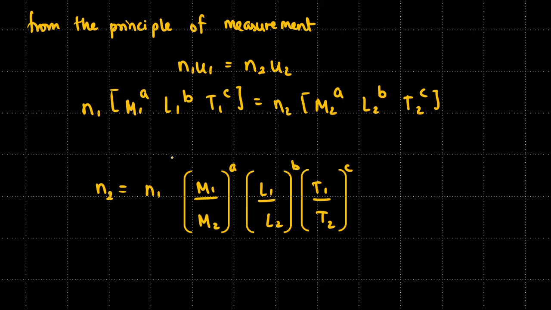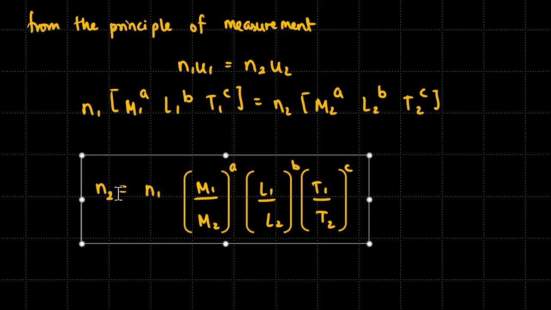If you see here, you will notice that N2 is just a number, so it does not have a dimension, and N1 also is a number, because in M1 by M2 the dimension will cancel out. Similarly, L1 by L2 dimensions cancel out, and T1 by T2 dimensions cancel out. That's why the dimensions of both LHS and RHS are the same. The only difference is that the number will change because we are doing it this way.